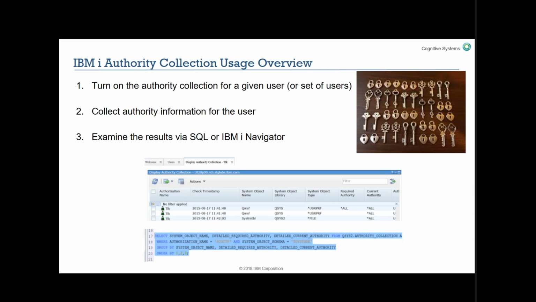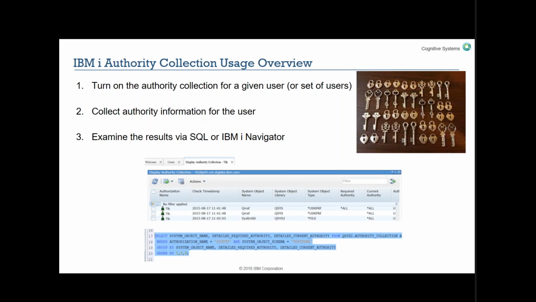Okay, I also mentioned this one. So we had a lot of customers. I found this very interesting to go in and actually see. I'm going to run essentially a trace or a collection for a user, and then using a graphical interface or SQL, you can see, okay, while I was running the trace, what did they access, and how did they access it? Did they access it because they had specific authority to the object?